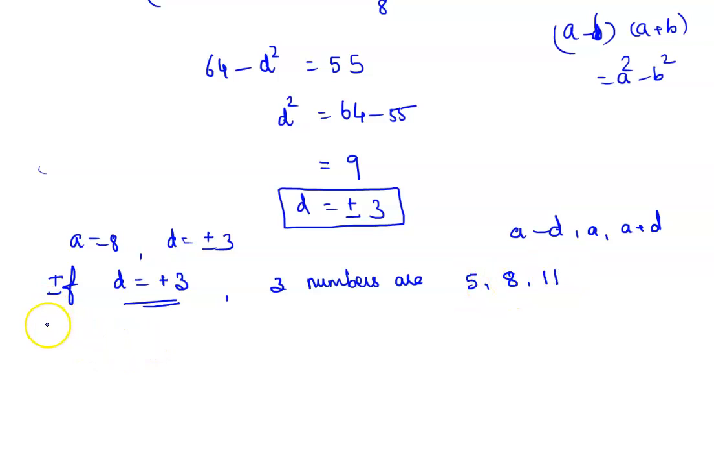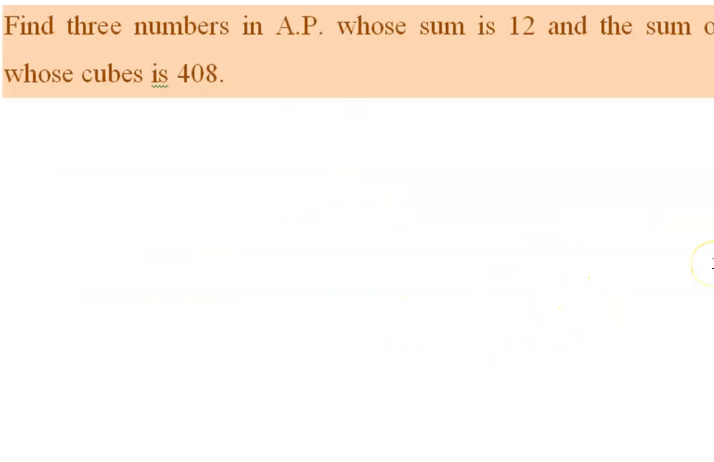Okay. Next, if we take D is equal to minus 3, then the three numbers are 8 minus of minus 3. So we will get 11, 8 and 5. Okay. So these are all the three numbers. Next problem.